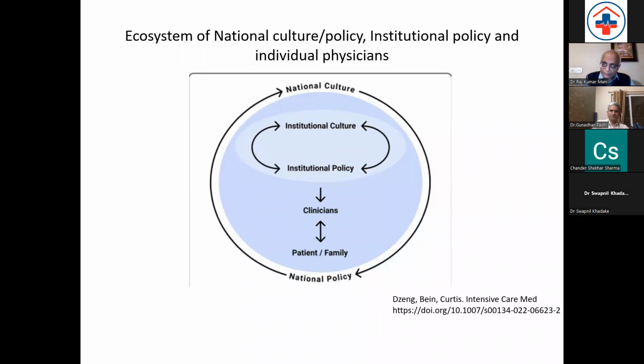Now, this is the diagrammatic representation of all this interplay by somebody who has been a pioneer in end of life care and quality improvement and communication, Randall Curtis from Seattle, a name to remember because he's one of the pioneers in this field.